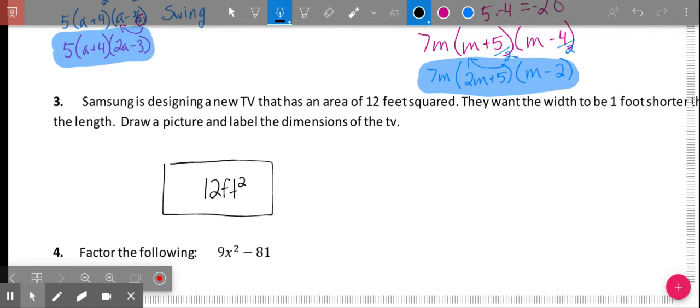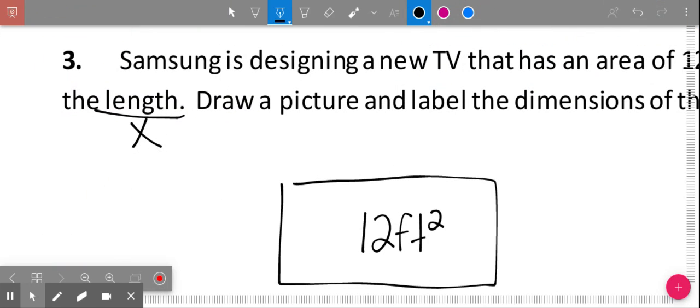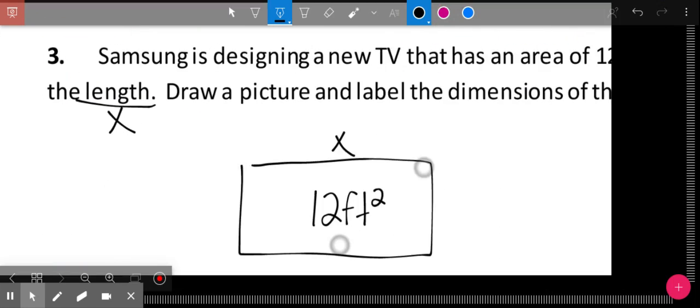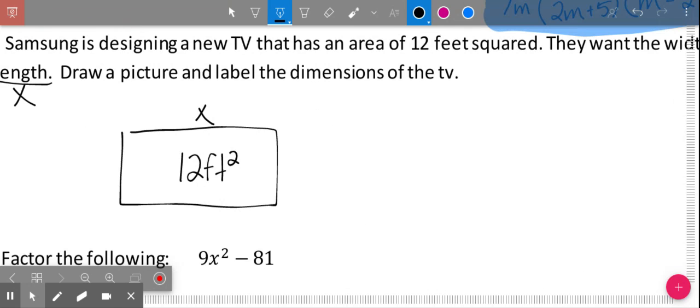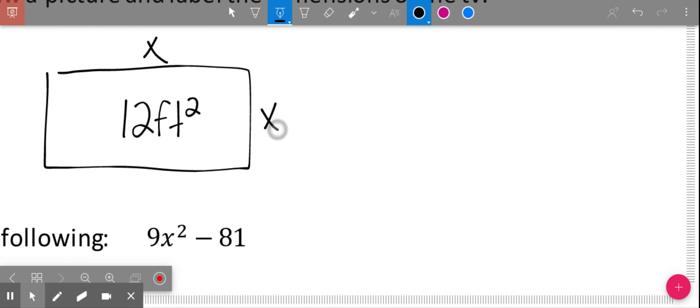Now, I told you that the width needs to be 1 foot shorter than the length, but I didn't give you anything about the length. Since I didn't give you anything about the length, that's just going to be x. Now, if we want the width to be 1 foot shorter, we're going to subtract. So it's going to be x minus 1.